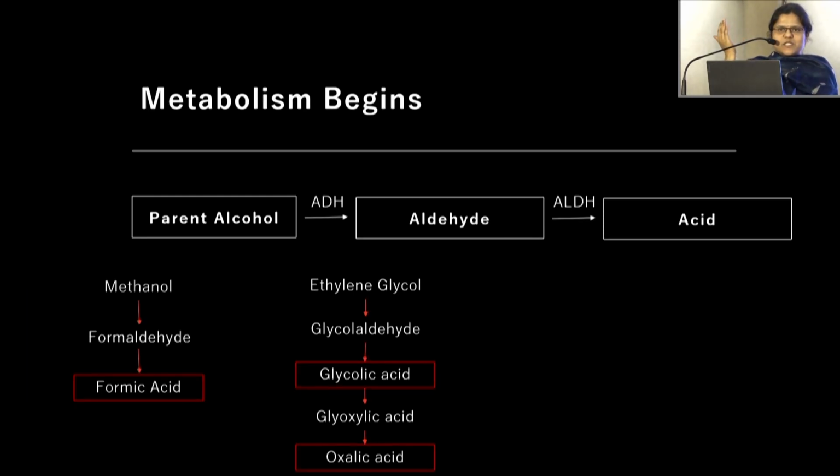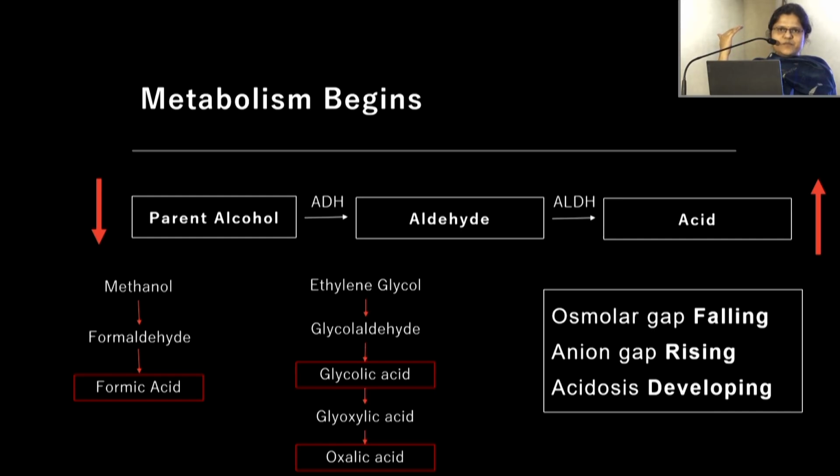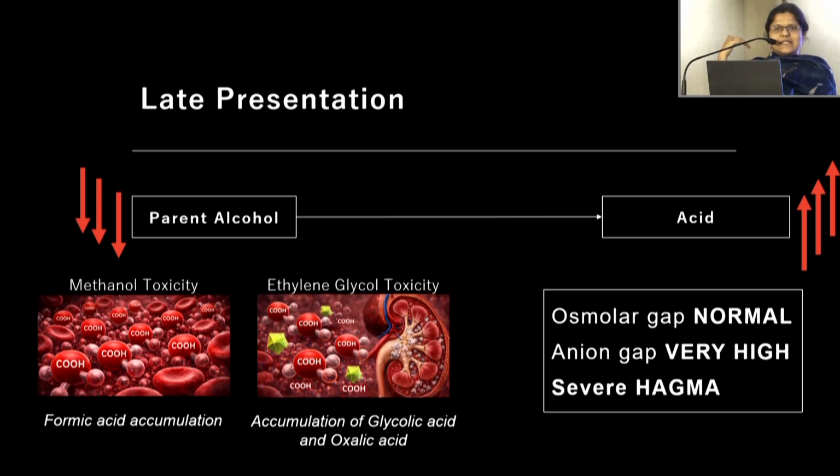Next, slowly metabolism is going to begin, and the levels of parent alcohol will come down, and the acids will start rising. As we all know, the alcohol will be metabolized by alcohol dehydrogenase to aldehyde, and then the aldehyde will be metabolized by aldehyde dehydrogenase to acids, right? So the osmolar gap will start falling, anion gap will start rising, and the acidosis is developing. In the late presentation, when the patient presents to you very late, the parent alcohol levels are really low, so the osmolar gap might be normal, and here the acids have piled up.